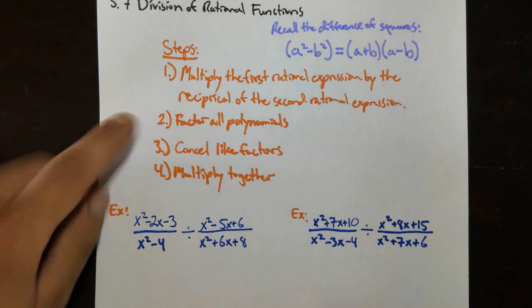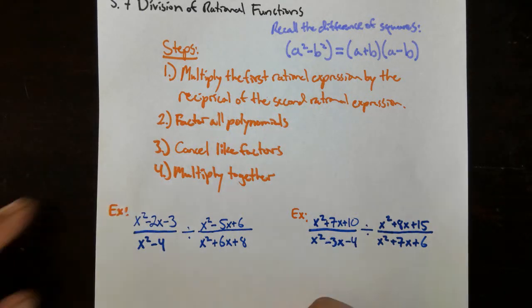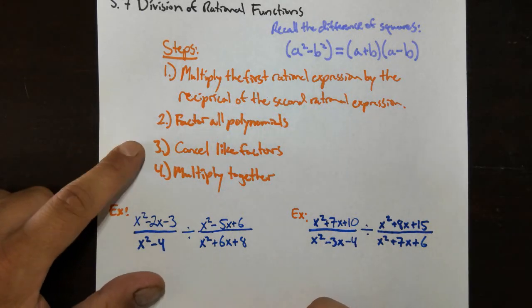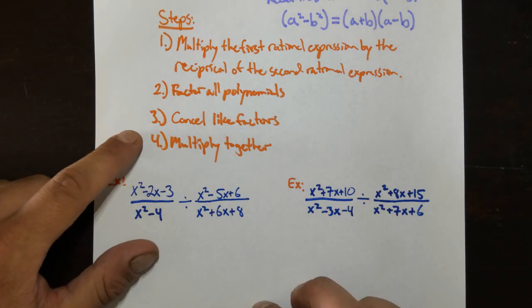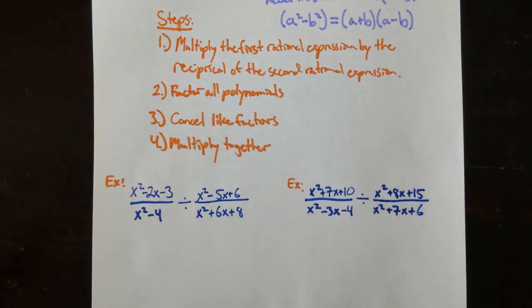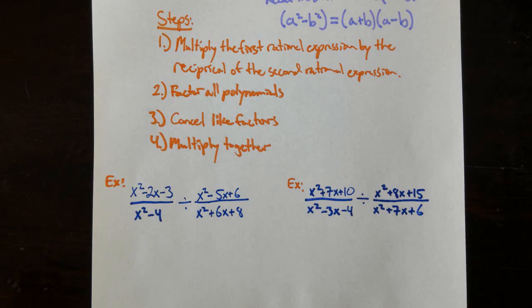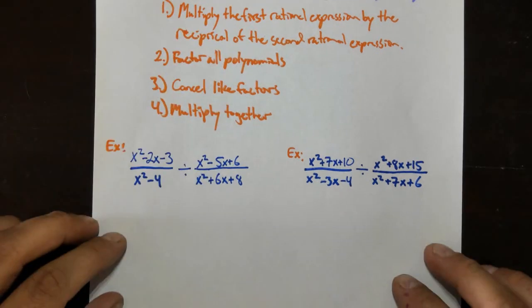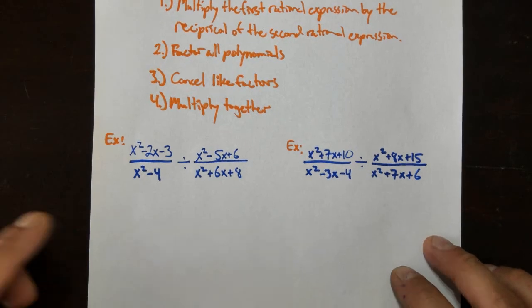After that, we're going to factor all the polynomials, and then we're going to cancel all like factors, and then we're going to multiply together. But when we multiply together, we're not actually going to multiply the factors together. We're just going to put them onto one division bar, and you'll see what I mean. You can multiply them together if you like, but I'm not going to ask that of y'all today.